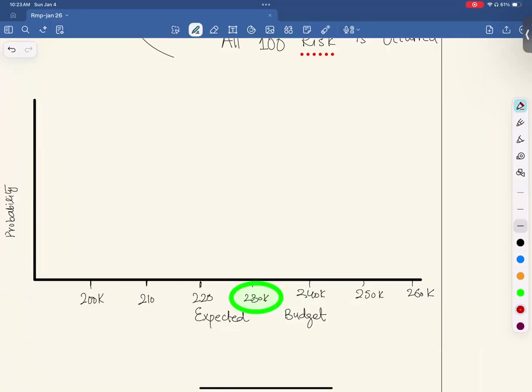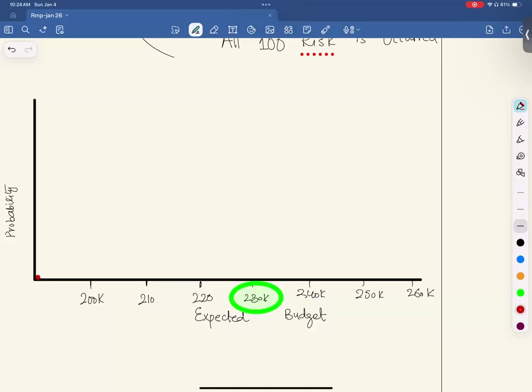Zero, wonderful. So I'm going to use a dot here. This dot means 0. Okay, what if 99 risks are occurred out of 100? What would happen to this probability?